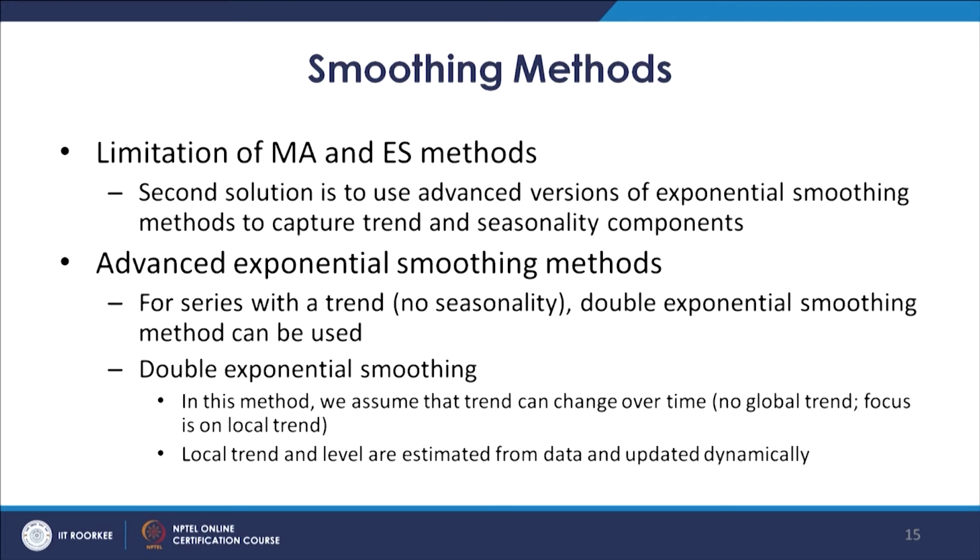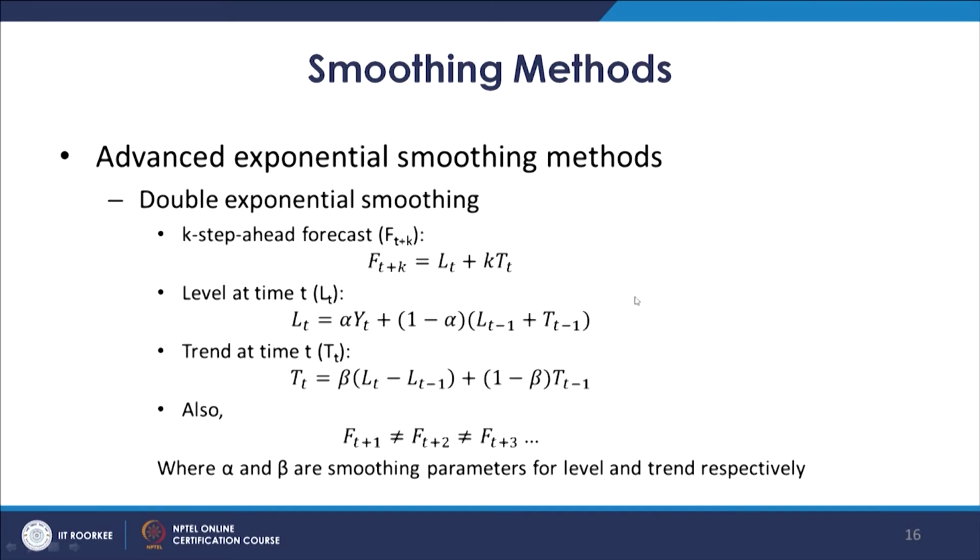We are going to discuss three scenarios here. First, where the series has a trend component but no seasonality component. Then a series having both trend and seasonality components. Then a series having just the seasonality component and no trend component. We will talk about the advanced exponential methods that could be used for this. For a series with a trend component and no seasonality component, we can use double exponential smoothing, as we can see here.